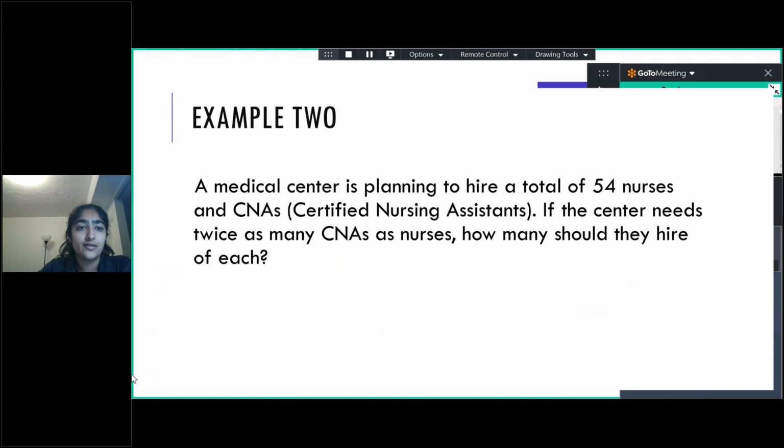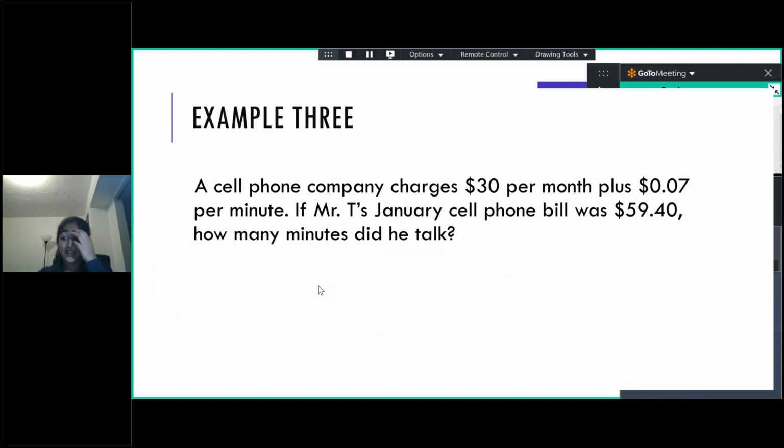And we have example 3. So a cell phone company charges $30 per month plus 7 cents per minute. If Mr. T's January cell phone bill was $59.40, how many minutes did he talk? So let's go ahead back to the OneNote.